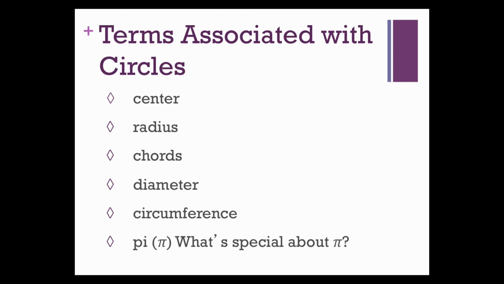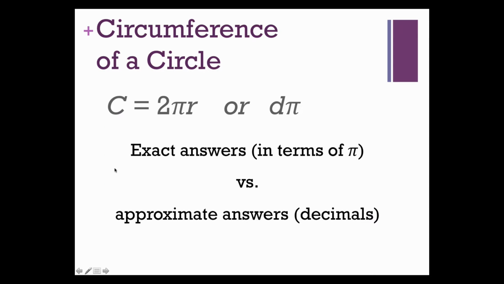Regardless of what your worksheets, quizzes, or tests say, even if it says use 3.14, we are always going to use the pi button on your calculator. That will give you exactly pi. 3.14 is an approximation. We also want to talk about what makes an exact answer exact and an approximate answer approximate when we talk about this.